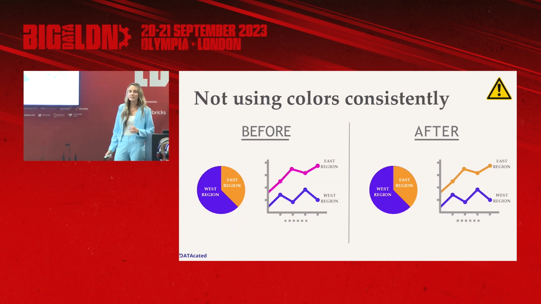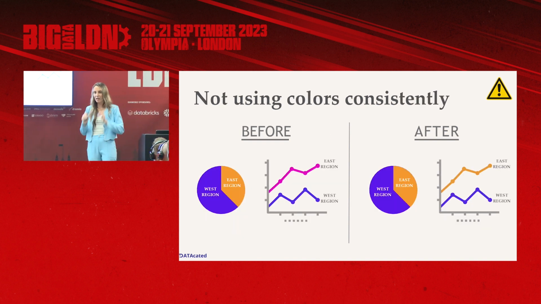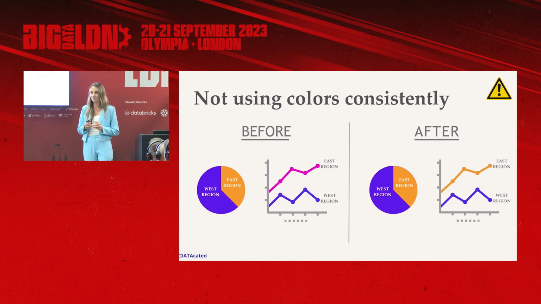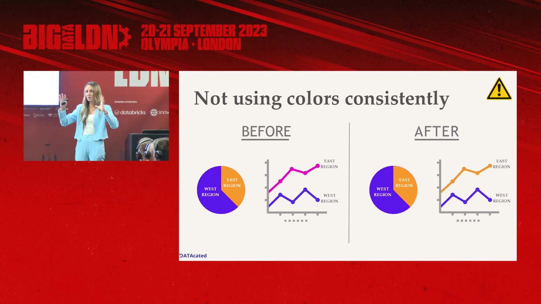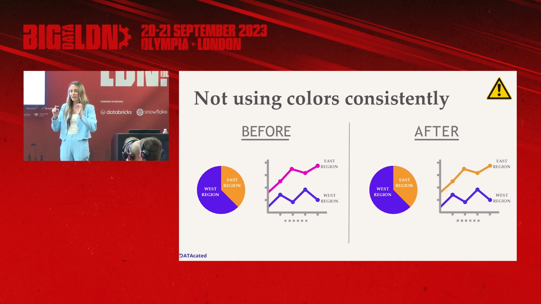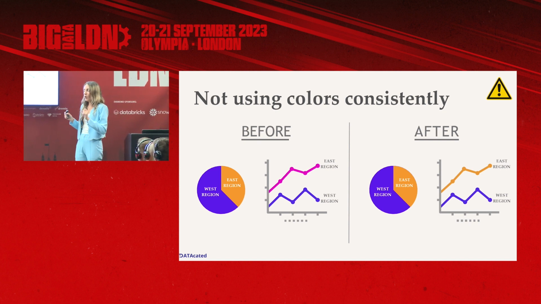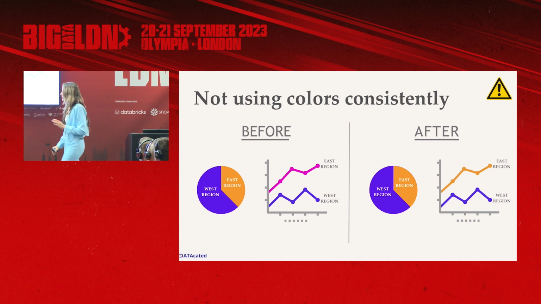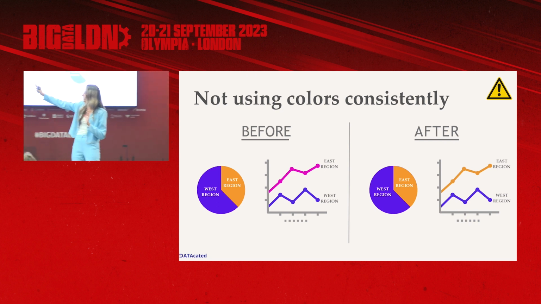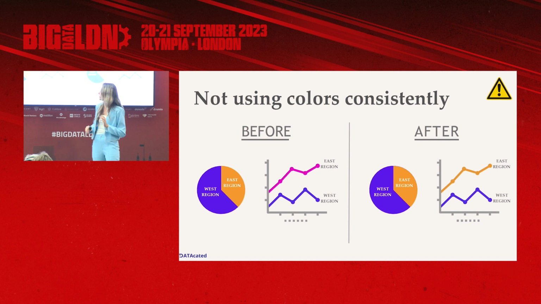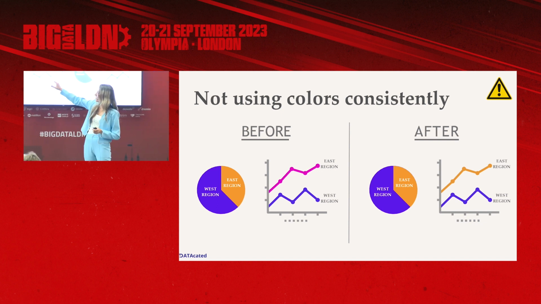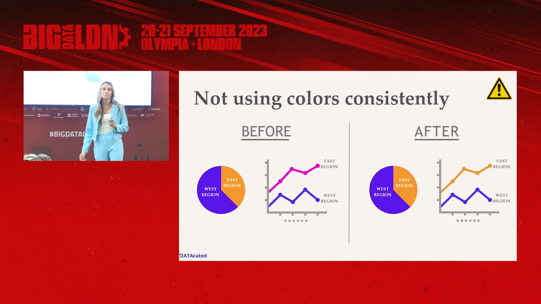So, not using colors consistently. This is probably my actual biggest pet peeve when I see data visualizations, especially if there's a dashboard and you're talking about the same thing and using different colors for that same thing, or if you're talking about different things but using the same color for those different things. I'll use this very basic explanation. If you just look at this pie chart, we've got West in blue, East in orange. We move on to also West and East. We're talking about the same actual metric. We've got West region in blue and East in pink.